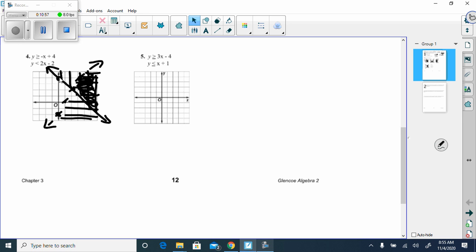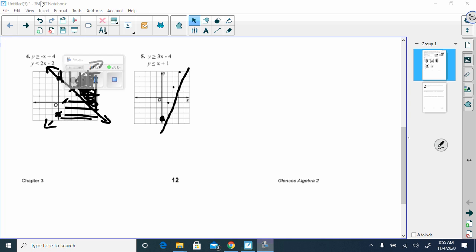Okay, number 5, where does that equation start? Okay, and the 3 tells us it's positive, and we're going up 3/1. Okay, and do I want to make it dotted or solid? Good. And I'm shading where? Where do I want to shade this one? Up.